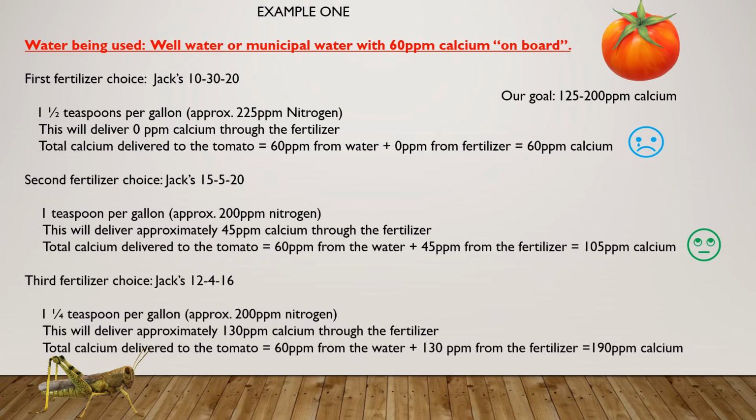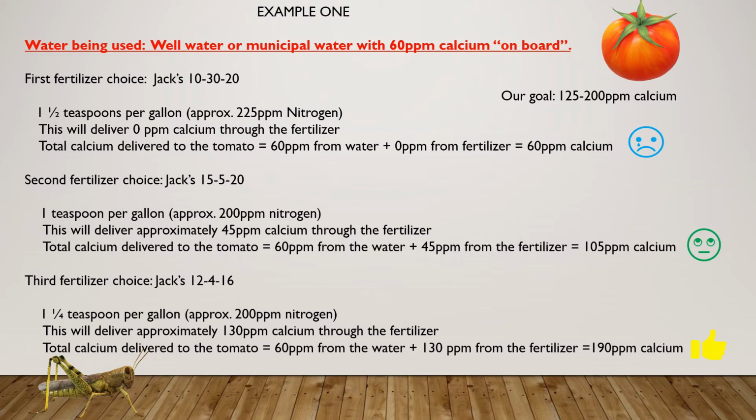Let's look at a third example. This would be Jack's 12-4-16. If we mix it at a rate of, say, a teaspoon and a quarter per gallon, that'll give us around 200 parts per million nitrogen. And this product, just through the fertilizer, will deliver around 130 parts per million calcium. If we add that 130 to the 60 in the water, we're going to be at around 190 parts per million calcium, and your tomato is basically going to give you a big thumbs up.